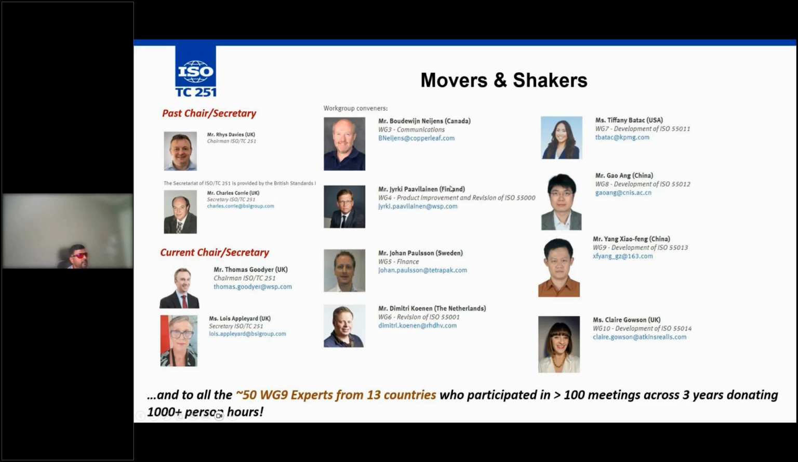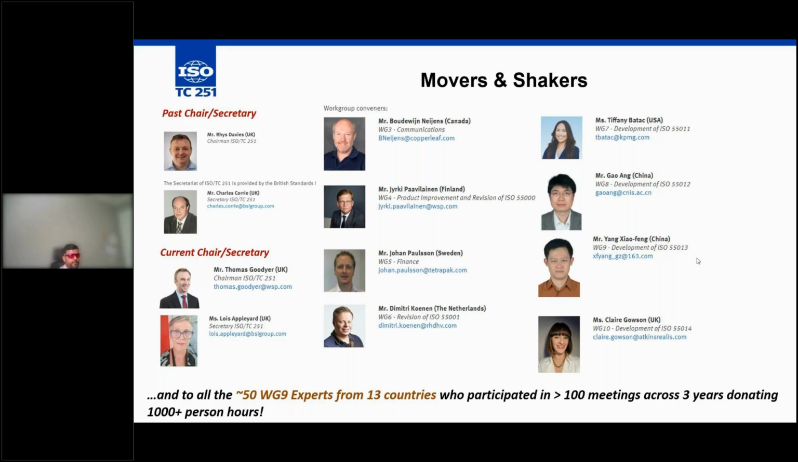Here are my colleagues from different working groups with whom we all collaborated, although most of the work for this standard was done in work group 9. We still have to maintain alignment with other standards that already exist and the ones that are being developed, so that the statements we provide within the clauses do not conflict with existing standards. We were a very close-knit group, talking and collaborating all the time as we moved the draft of the standard through various stages. And not least, the 50 work group 9 experts from over 13 countries participated in hundreds of meetings across 3 years, donating 1,000 plus hours.